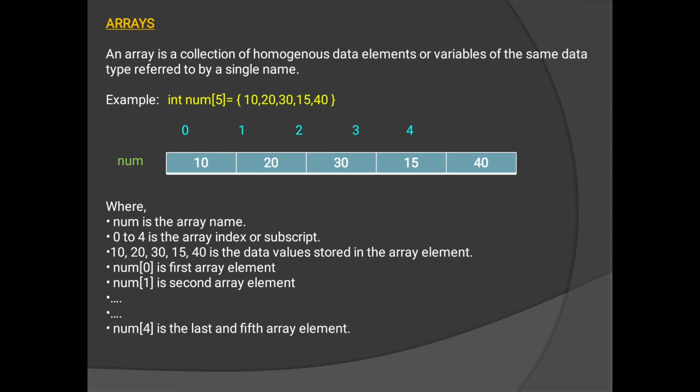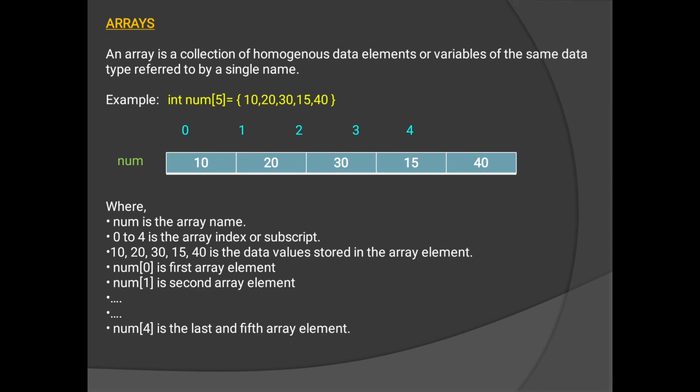Here in the array index 0, 10 is entered, in the array index 1, 20 is entered, in the array index 2, 30 is entered, in the array index 3, 15 is entered, and in the array index 4, 40 is entered. These 10, 20, 30, 15 and 40 are the data values that are stored in the array elements. So what is the array element? When the values are assigned to the array, the compiler automatically generates the array element, or you can say the variable, to store the values 10, 20, 30, 15, 40.